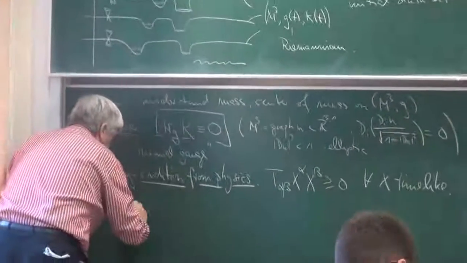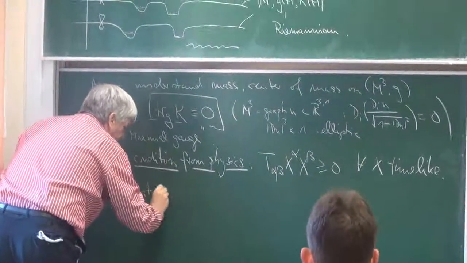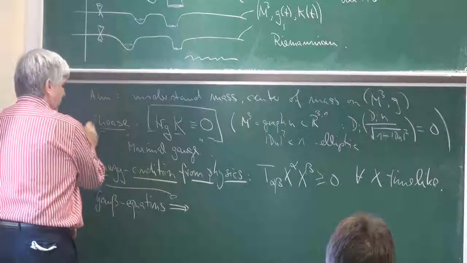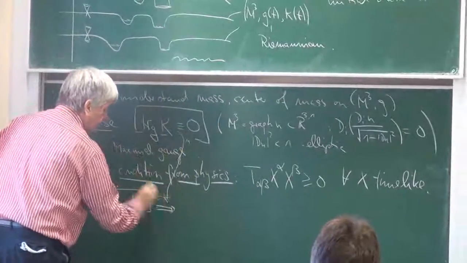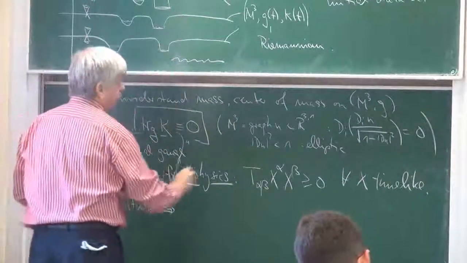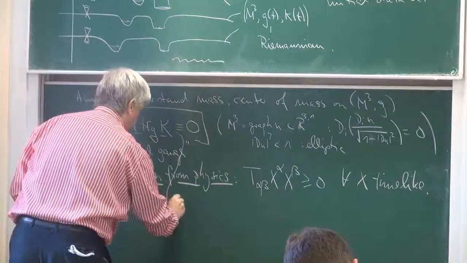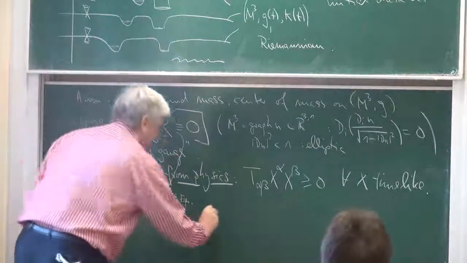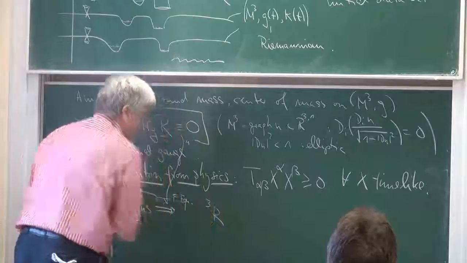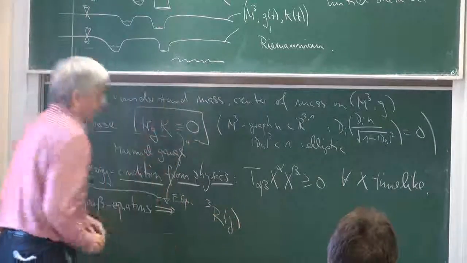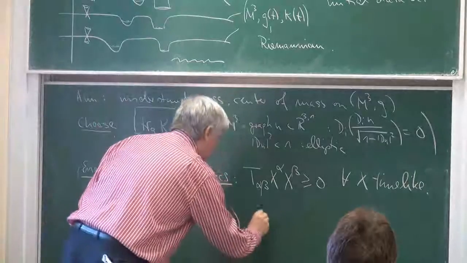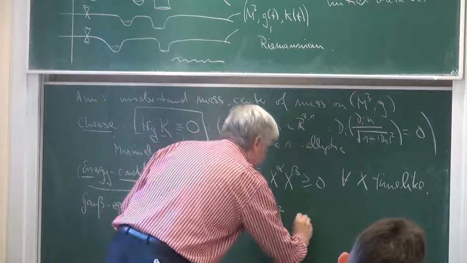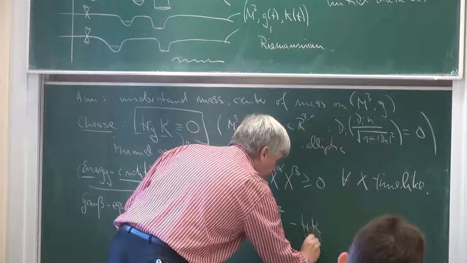A little computation: you put this choice in, and you use the Einstein equations, and you compute then that the scalar curvature on the three-manifold is equal to the second fundamental form squared minus the trace of the second fundamental form squared.